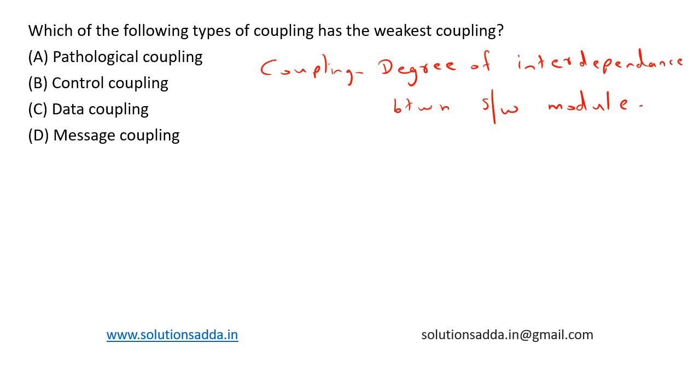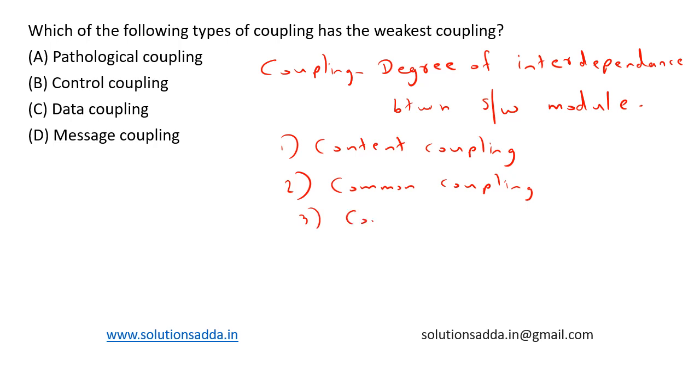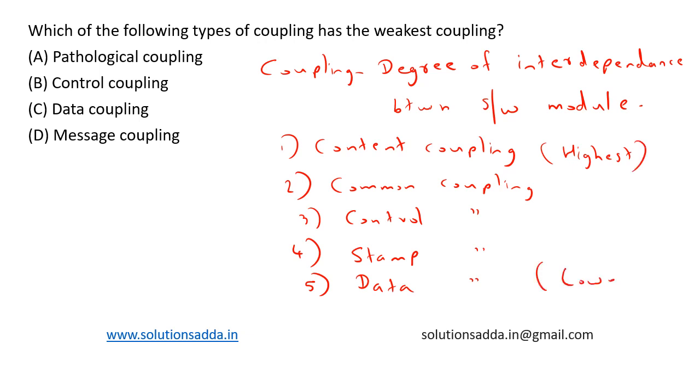So we have content coupling. This is the least desired. Second one is common coupling. Third one is control coupling. Fourth one, we have stamp coupling. And at last we have data coupling. So this is the order, that is, this is the highest and this is the lowest or weakest.